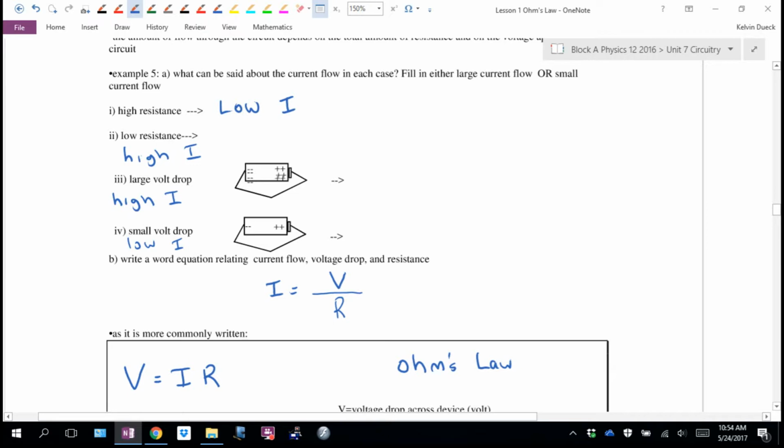You don't need to memorize it. You will memorize it because you'll be using this 90% of the time. V equals I times R. That also means that I equals V over R, and it means that R equals V over I. Right?